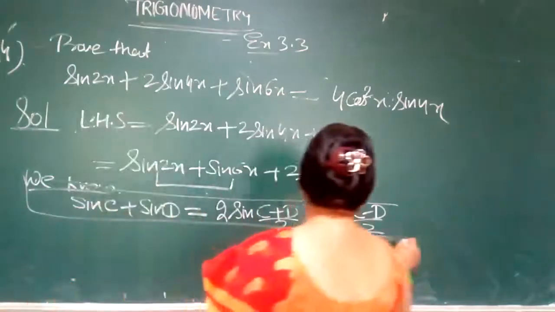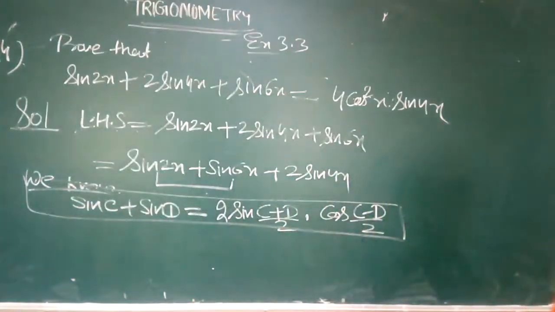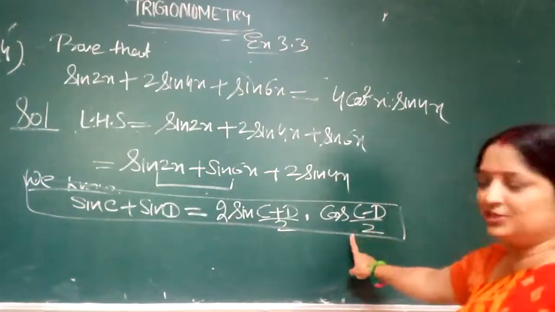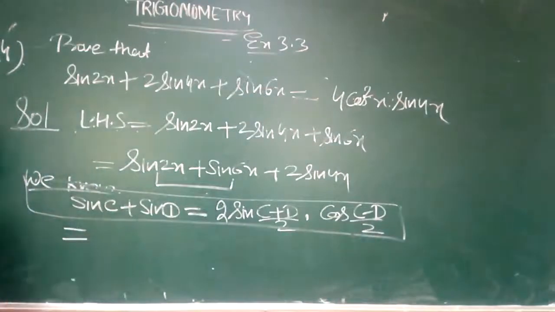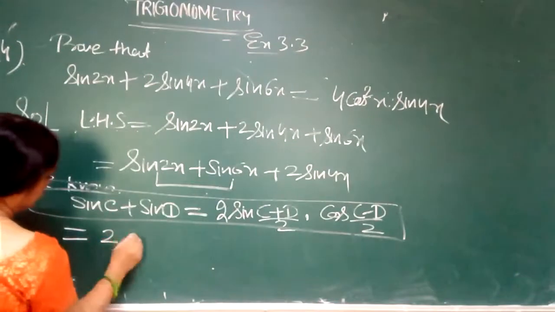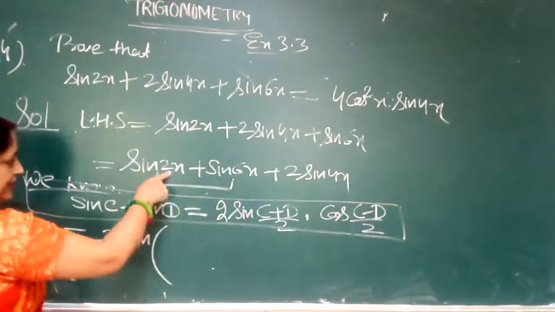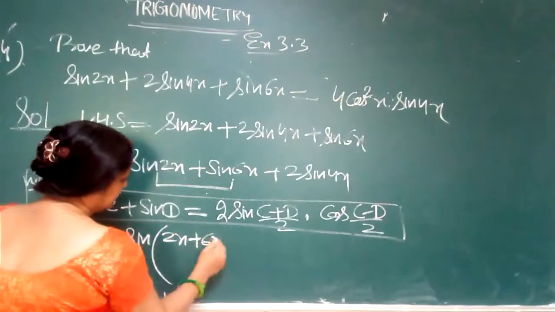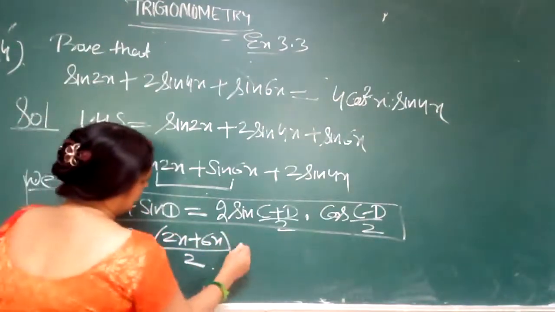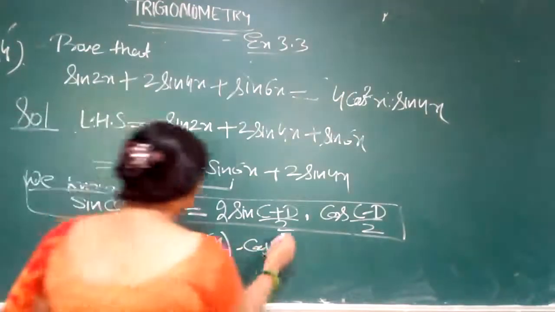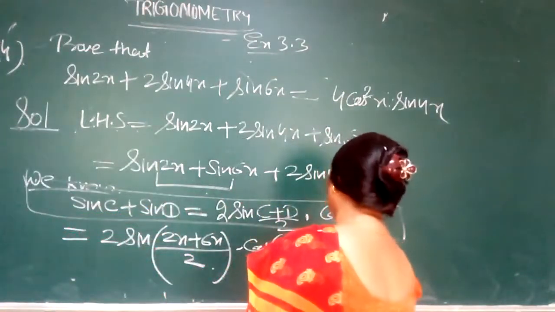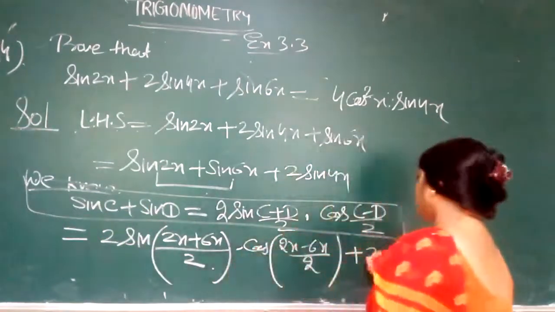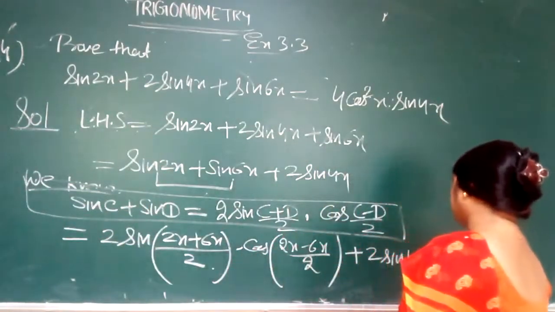I told you that this sign will not come alone, it will come with the loss. So loss is cos here. After that apply this formula. What will come here? Sine 2x plus sine 6x, that is 2 sine of C plus D upon 2 into cos of C minus D upon 2. What is C? 2x. D is 6x. What is C minus D? 2x minus 6x upon 2, and plus 2 sine 4x as it is.